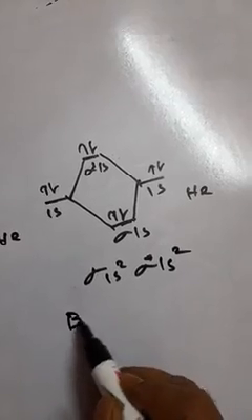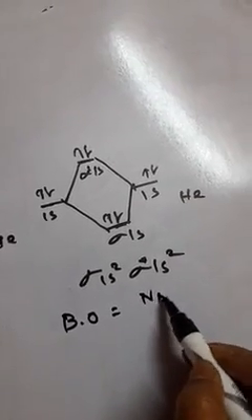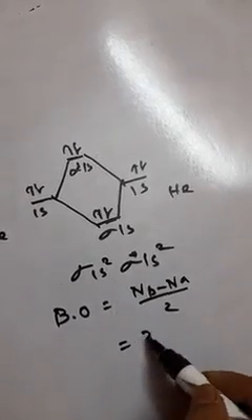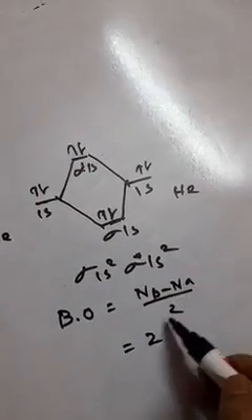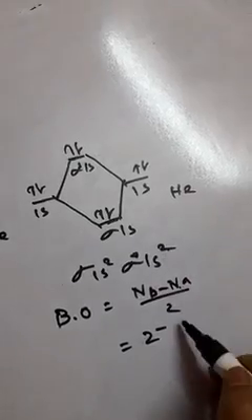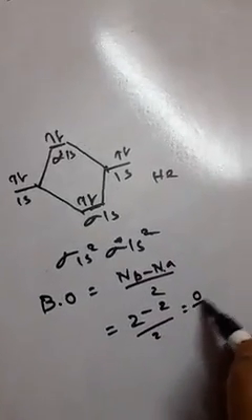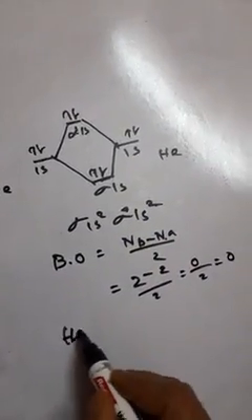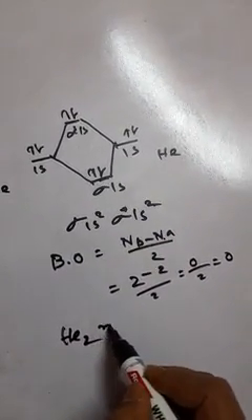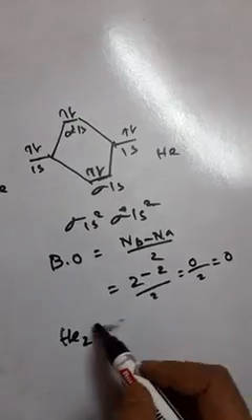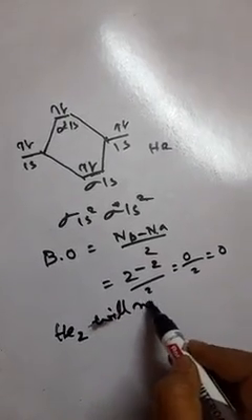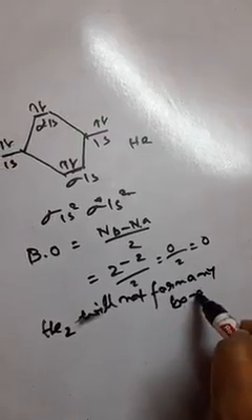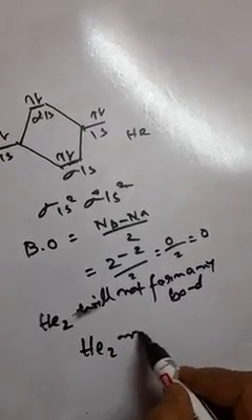So if we see the bond order formula, Nb minus Na by 2. Bonding electrons, how many? 2, as 1s2 is there. Minus antibonding electrons, how many? 2. By 2, 0 by 2, that is 0. So that means He2 molecule will not form any bond. That is, the He2 molecule is not possible.